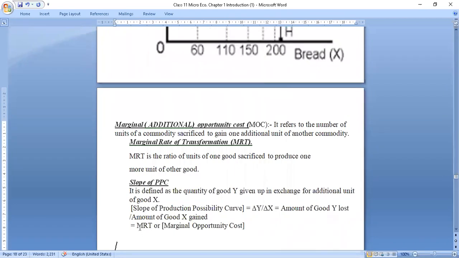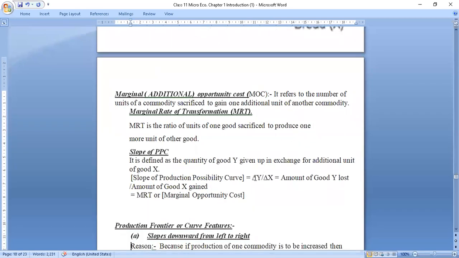The formula of MRT we will calculate algebraically and numerically also. The formula is delta y upon delta x. In economics, delta is depicted for change. Change in good y upon change in good x. It means how much amount of good y you have lost, divided by how much amount of good x is gained. This ratio will help you to find out MRT, marginal rate of transformation.